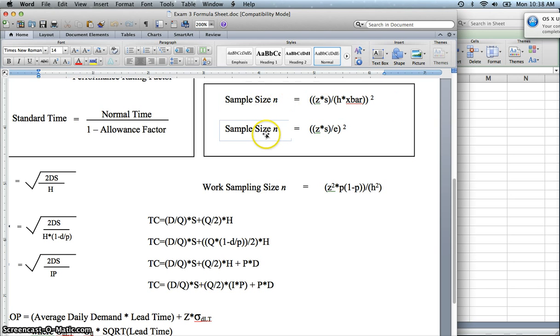So you could use these. These are related to your basic statistics. How many observations do I need to make to fit within the parameters? This is a specialized formula designed just for work sampling and for calculating those percentages. So you want to use this work sampling size N, and it will tell you what your N needs to be, how many observations you need to make. And so we will be using that formula in regards to calculating.